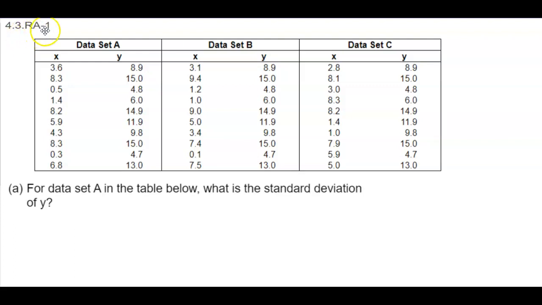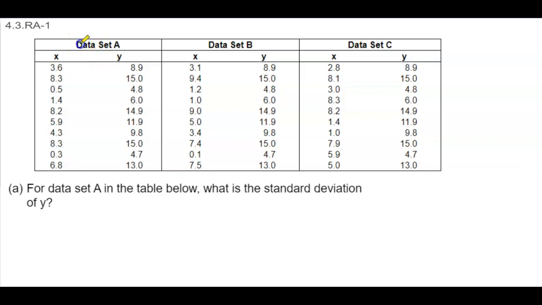Section 4.3 RA1, we're given data set A, data set B, and data set C. They both have columns X and Y. For part A, it says for data set A in the table below, what is the standard deviation of Y? So we're looking for this column here.